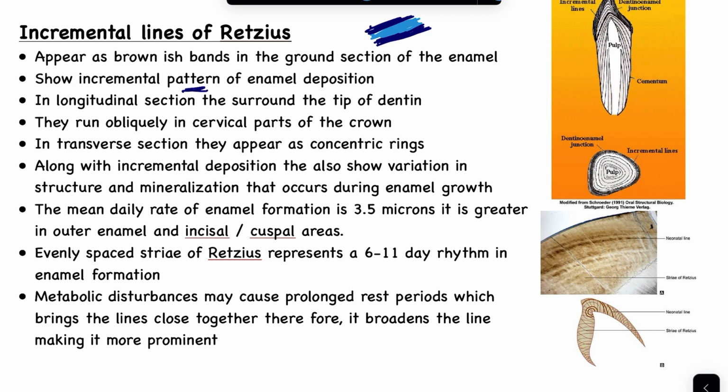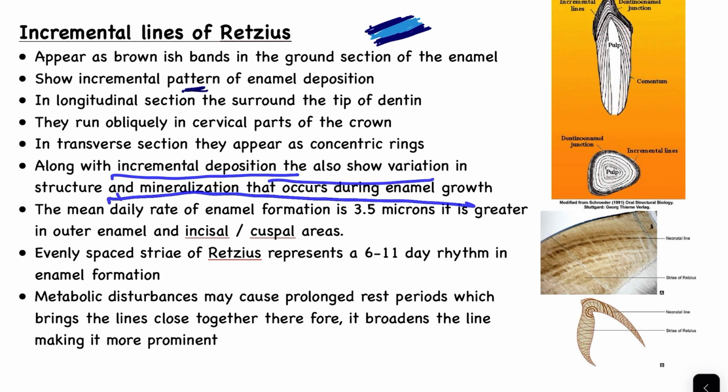In the longitudinal section, these incremental lines of Retzius surround the dentine tip. Okay, so they appear circular in the longitudinal section around the dentine tip. They run obliquely in the cervical part. So they run like this in the cervical part. Okay. In transverse section, they appear as concentric rings as well. So in the transverse section, if I cut a tooth from here, they appear as concentric rings.